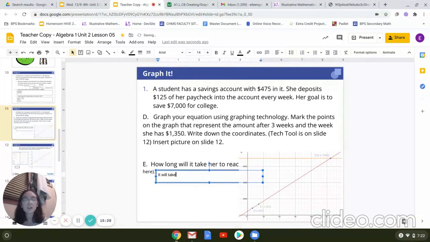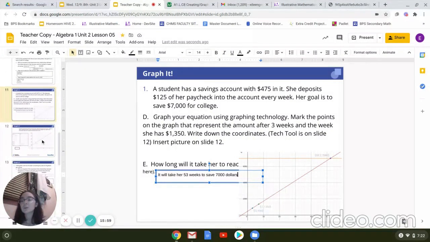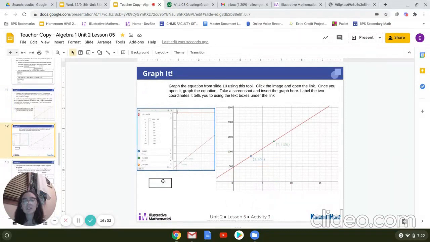If we look really closely at that graph, for 7,000, that first number is 52.4. So how many weeks is it going to take her? We're not talking about 0.4 weeks. It's going to take her 53 weeks to save $7,000. So we inserted our graph right here. We actually didn't even need these boxes because it gave us some help there.